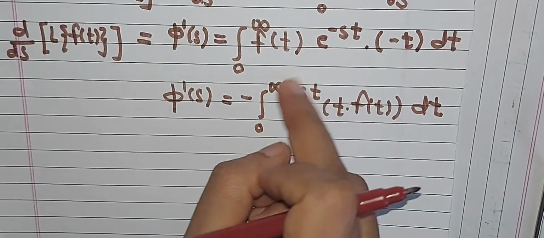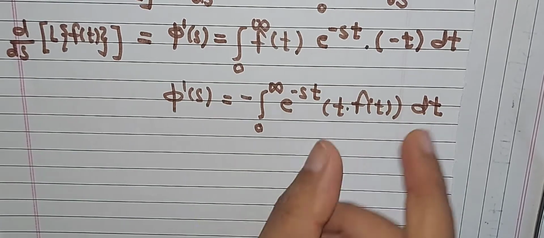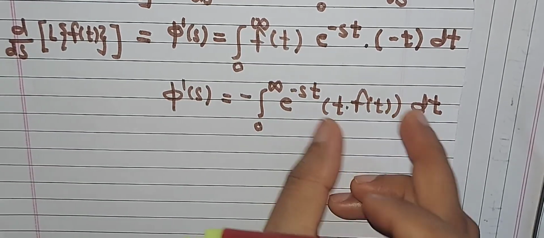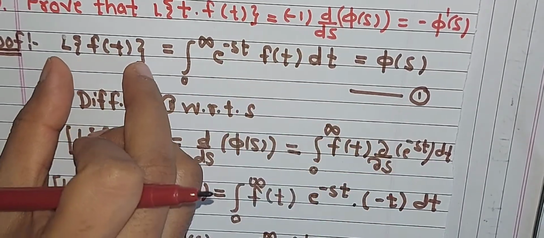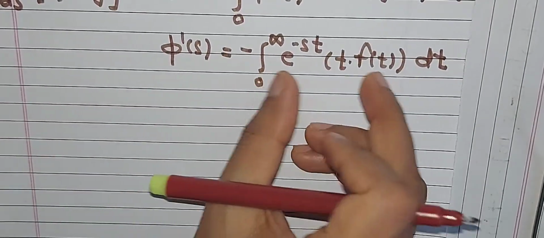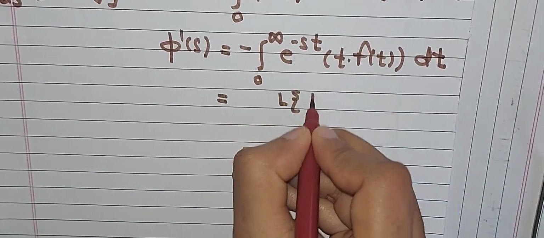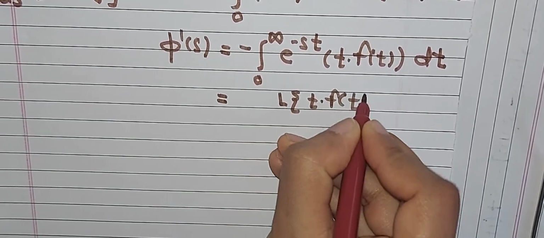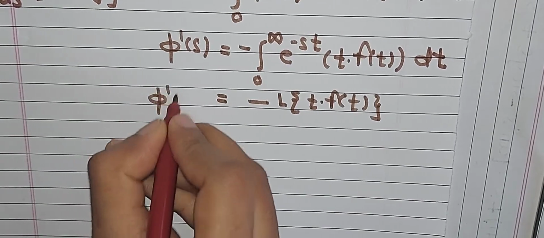Similarly, we have now obtained integration from 0 to infinity as equation number 1. Similarly, there will be no change in the first term, that is e raised to minus st, and dt will remain as it is. There will be only change in this term. Therefore, here we have f of t, then we will write here Laplace of f of t. Then we can write this term also as Laplace of this function, that is t into f of t. And take this minus sign as it is, and this is my phi dash of s.